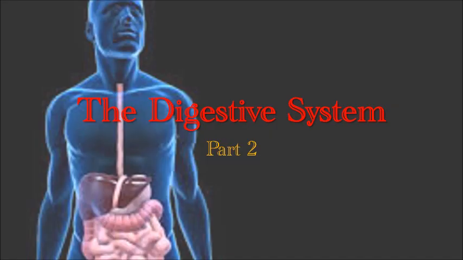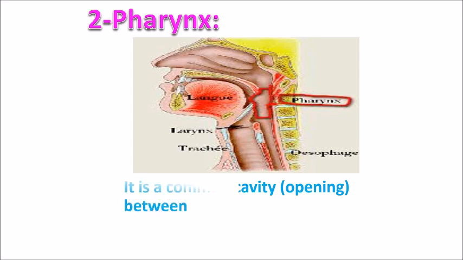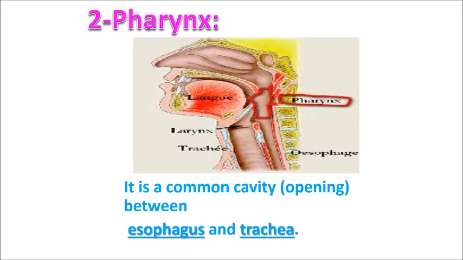Let's start part 2 of the digestive system lesson. I told you about the mouth and the 3 parts inside the mouth, which are the teeth, salivary glands, and the tongue. This part we will start with the pharynx. The pharynx is this part behind your mouth. It's a common cavity or opening that's between the esophagus and the trachea. The esophagus is an organ in the digestive system, but the trachea is an organ in the respiratory system. So, the pharynx is common between the digestive system and the respiratory system.